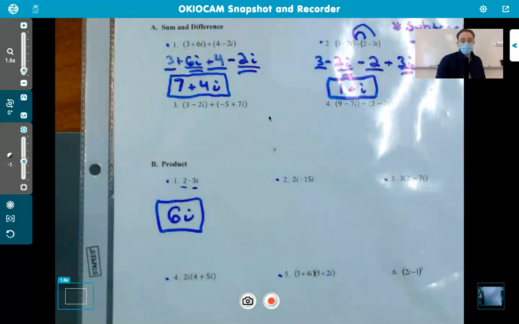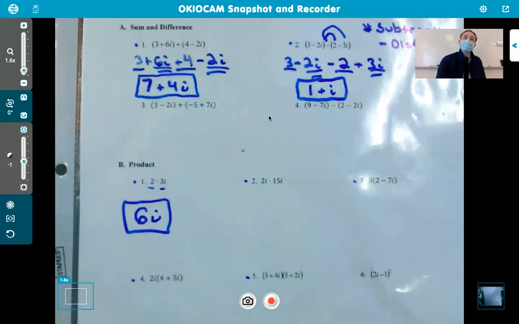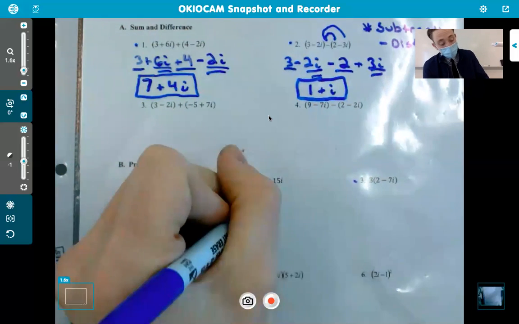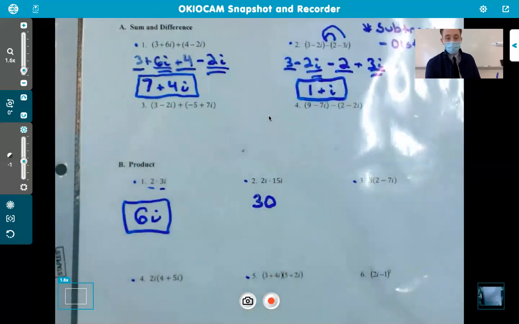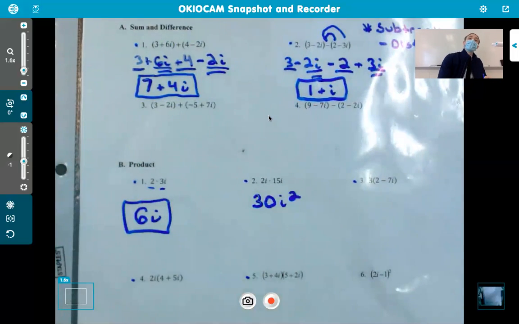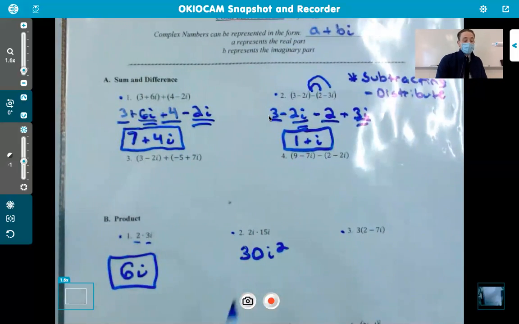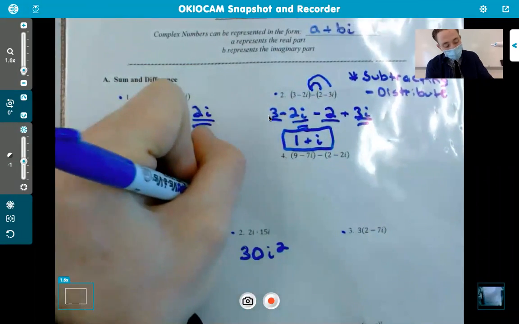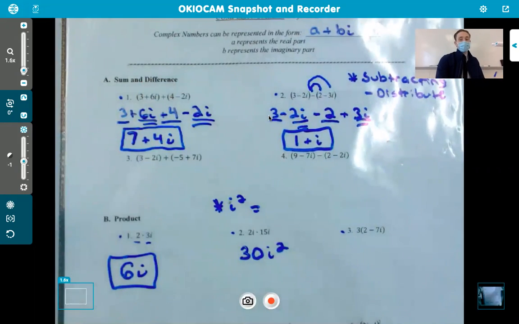What do we think the answer should be for number 2? So I have 2i times 15i. i squared, good. So it's going to be 30. Again, I just multiply those coefficients. And then i times i is going to give me i squared. But the biggest thing that we need to take away, especially when multiplying, we'll see it again later when we divide: what do I know that i squared is equal to? We talked about it earlier this week. It's equal to -1. Exactly, good, nice job.